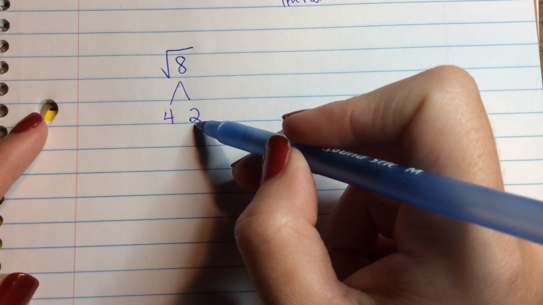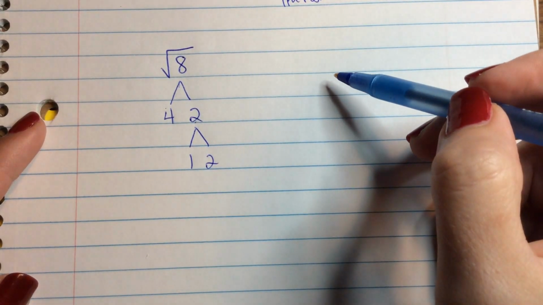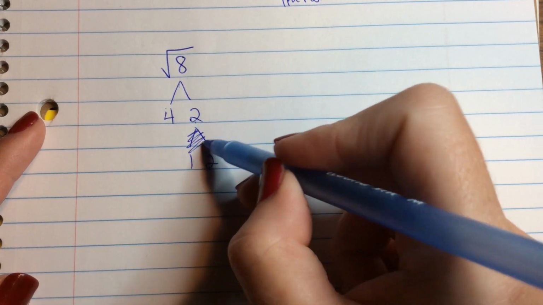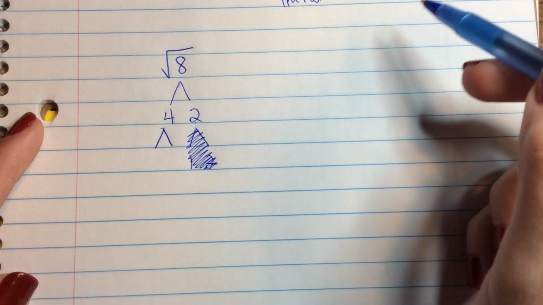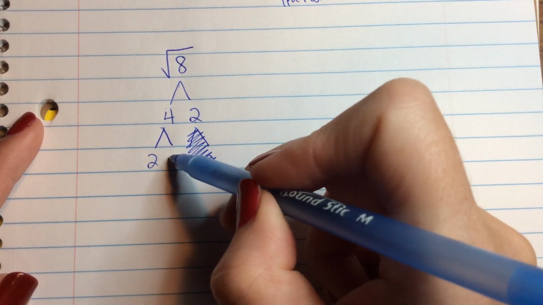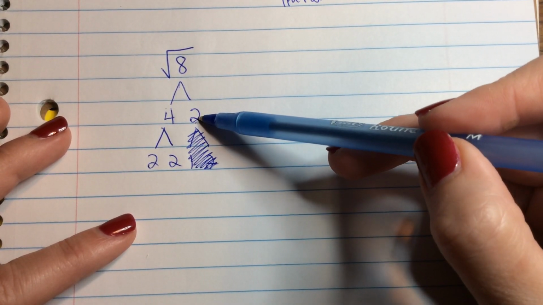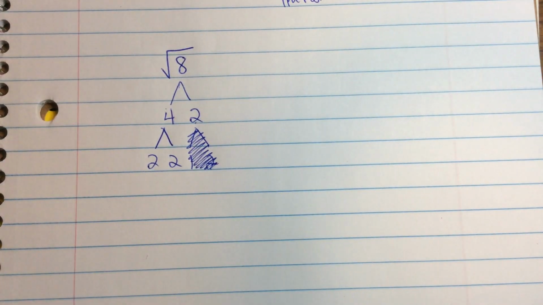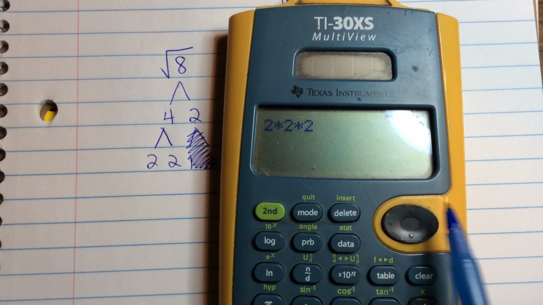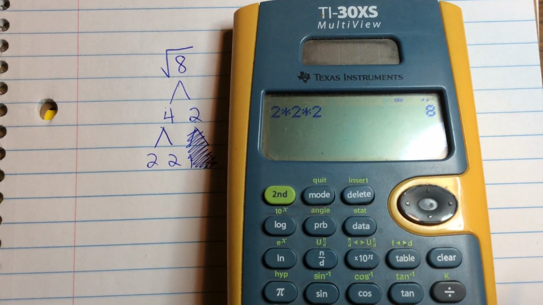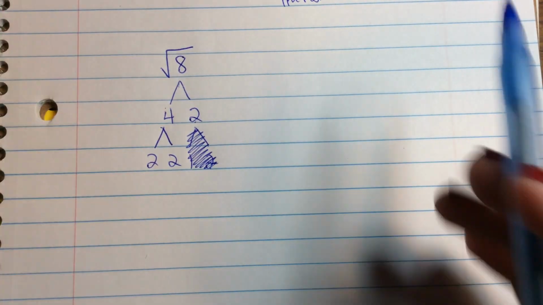2 can't break down into anything other than 1 and 2. Like if I break this down, all I'm going to get is 1 and 2. But we don't want that. Don't break it down any further if that's all you're going to get. But 4 will break down. 4 is also 2 and 2. And so now notice that I have 2 times 2 times 2. And if I put that in my calculator, I can check that I've actually done it correctly. 2 times 2 times 2, it does give me 8. So I know that I'm right.